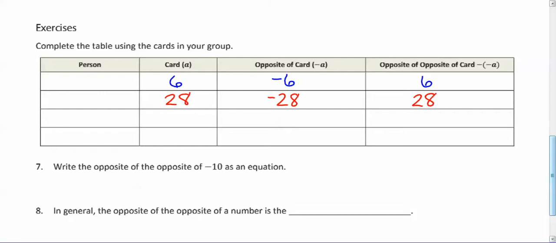Let's try a negative one, see if this still works. Let's do negative 3. The opposite of negative 3 would be positive 3. And the opposite of the opposite is going to be negative 3 again.